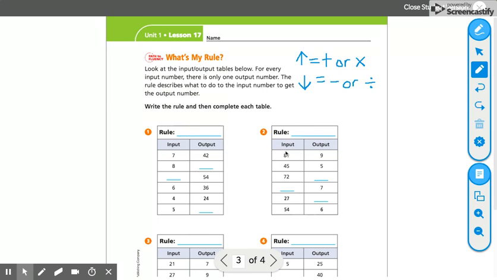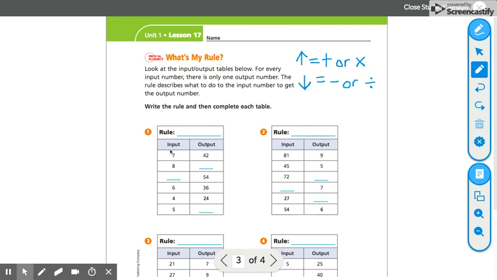Now, sometimes, like in this case, the number is going down from 81 to 9. There are only two ways to go down. You can either subtract a number or you can divide. So the first thing you want to decide is, is the number going up or is it going down? And then you want to decide, is it a multiply or is it an add? And sometimes it takes some trial and error to figure it out.